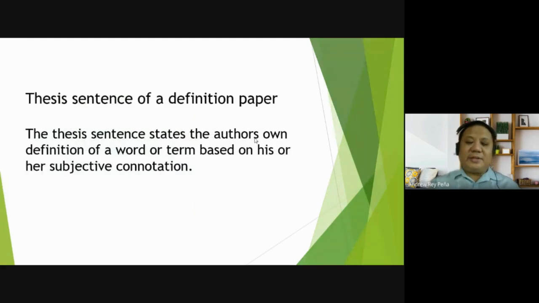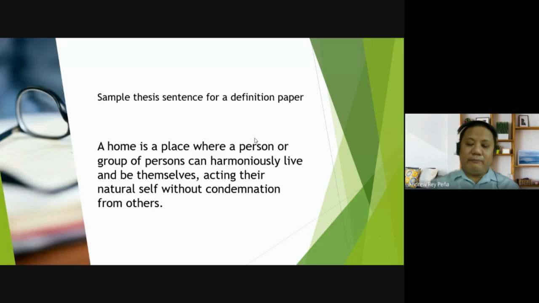The thesis sentence of a definition paper states the author's own definition of a word or term based on his or her subjective connotation. What is home? What is friend? What is love? And we have a sample thesis sentence for a definition. A home is a place where a person or group of persons can harmoniously live and be themselves, acting their natural self without condemnation of others. That's my own thesis sentence about what a home is.